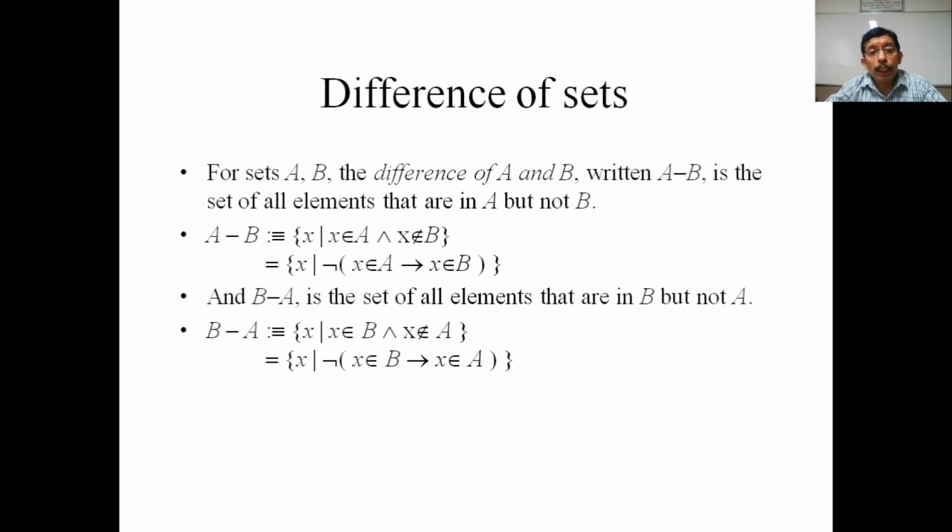If A and B are two sets, then A minus B is the difference of sets A and B, and it contains those elements of A which do not belong to B. A minus B means those elements of A which do not belong to B, and conversely B minus A is the difference of sets B and A, equal to those elements of B which do not belong to A. Is it clear, everyone?